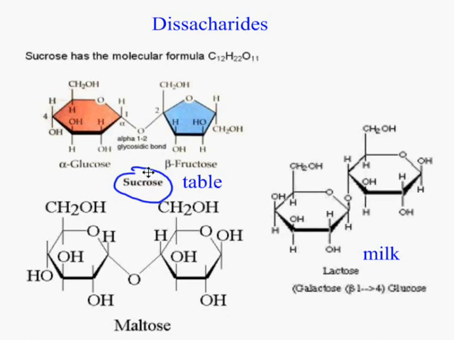But if you take a look here, let's take a look at sucrose for a moment. So sucrose is a disaccharide. It's 2 sugars. And in this case, what we have is a glucose, right, put together with a fructose. And that's how we make sucrose.